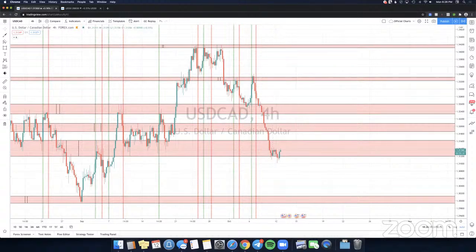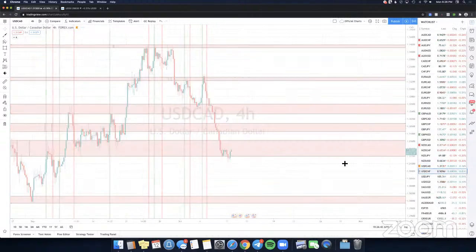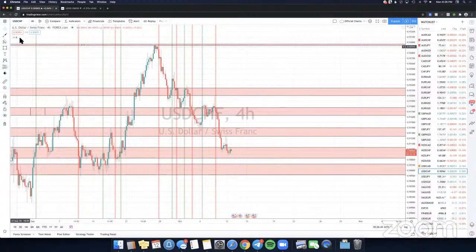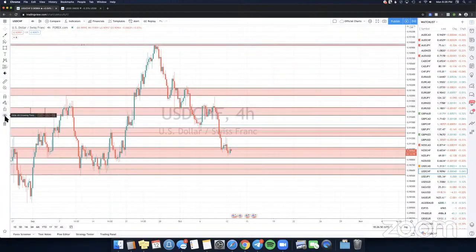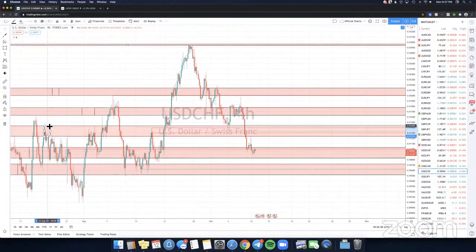All right, let's move on to USD CHF. Let me just make sure the zones are not the same, because I don't think this one moves as much. Yeah, it looks like the zones are pretty much exactly the same. I'm going to move this up a little higher.